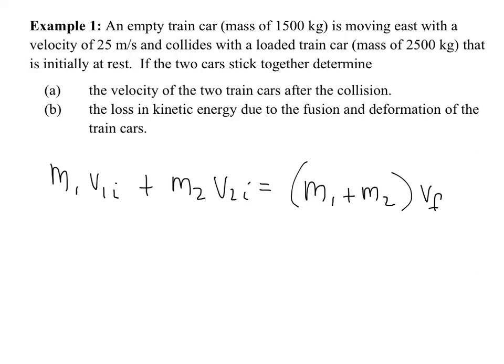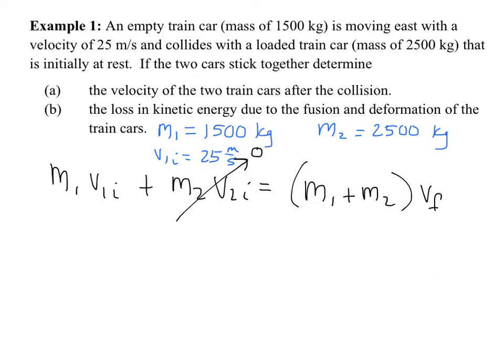So, if I look at this problem, what's not moving? The second train. You could put V2 initial at 0, so then you cancel that out. Very good. All right, so drop that off right away. It's not even involved. We know the mass of the first train car was 1,500. We know the velocity of the first train car initially was 25 meters per second. We know the mass of the second train car is 2,500. We know that it was not moving initially. And our goal is to figure out VF.